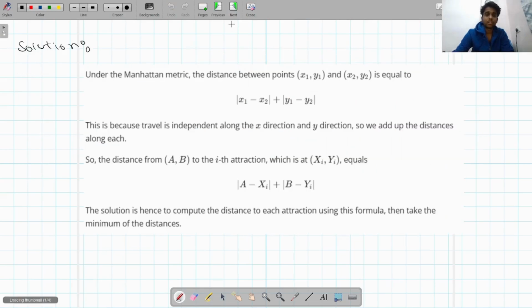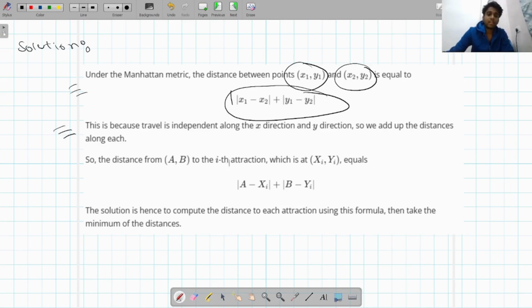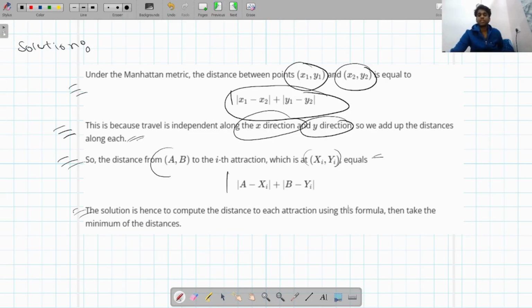Now let's move towards a simple solution. Under the Manhattan metric, the distance between (x1, y1) and (x2, y2) is equal to mod of x1 minus x2 plus mod of y1 minus y2. That's the absolute value basically. This is because travel is independent along the x direction and y direction, so we add up the distance along each. So the distance from (a, b) to the ith attraction, which is at (xi, yi), equals absolute value of a minus xi plus absolute value of b minus yi. The solution is hence to compute the distance to each attraction using the formula, then take the minimum of all those distances. So a simple simulation based solution, guys.